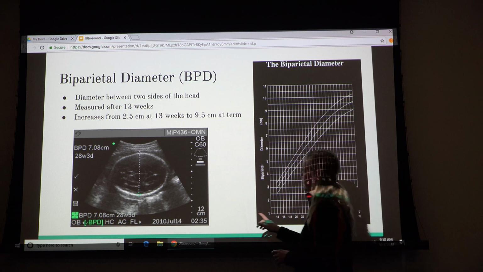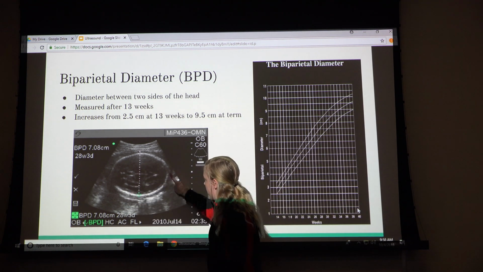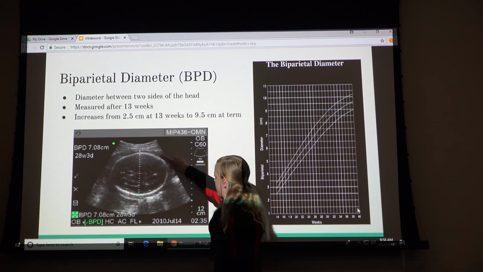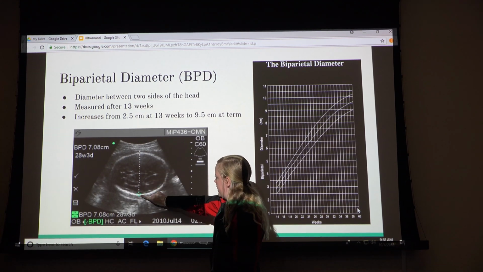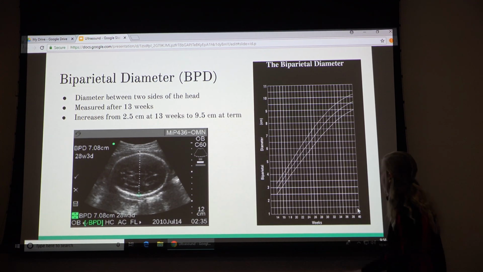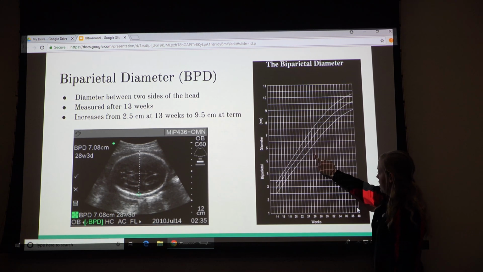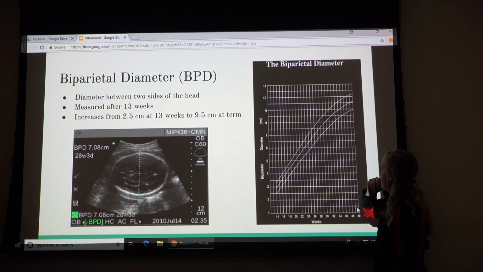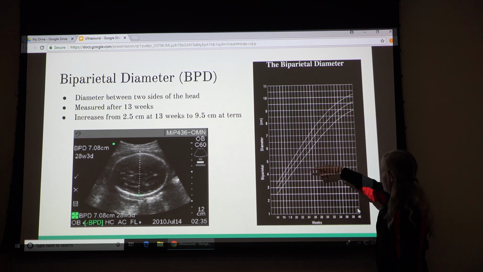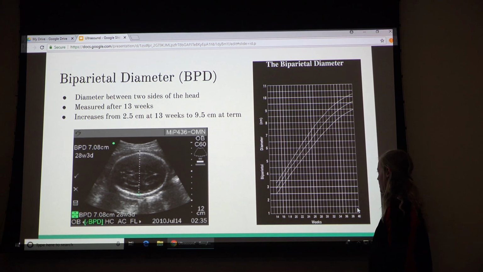So this is a cranial ultrasound. You can see the outline of the cranium, and the biparietal diameter starts at this side of the head and goes down to this side of the head, which is shown with the dashed line. And then here on the graph, this line represents the 5th percentile for measurements. The middle represents the average measurements, and the top line represents the 95th percentile for measurements.